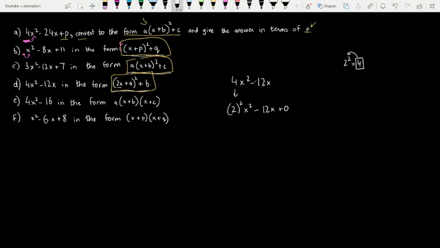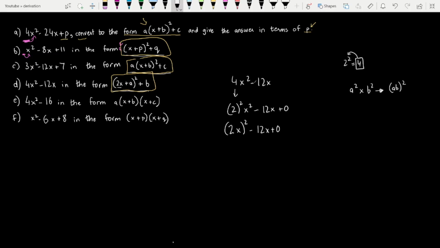Now what I have to do is write this like this. If you have a squared multiplied by b squared, you can basically go ahead and write them as ab whole squared, okay? And that's exactly what I'm going to do over here. So I'm going to get 2 in my x, and then I'm going to write them as a whole squared. And then I'm basically going to have my minus 12x plus 0 over here. I don't even have to write the 0.